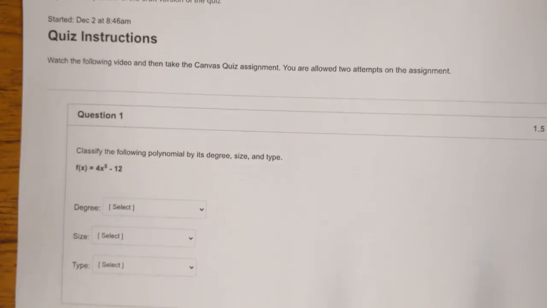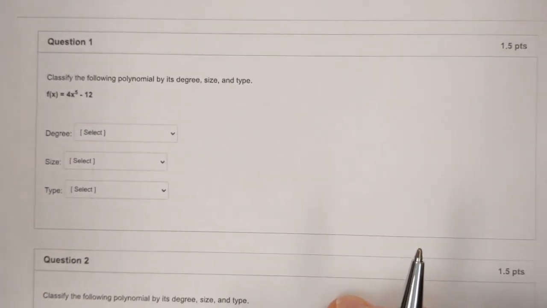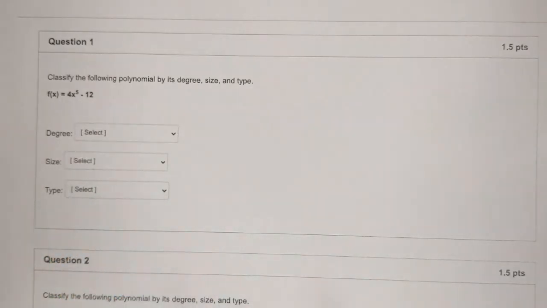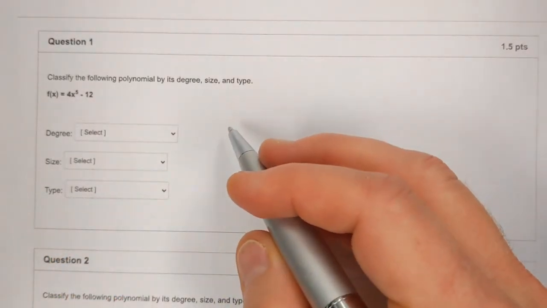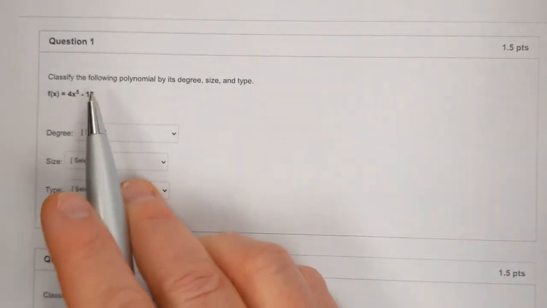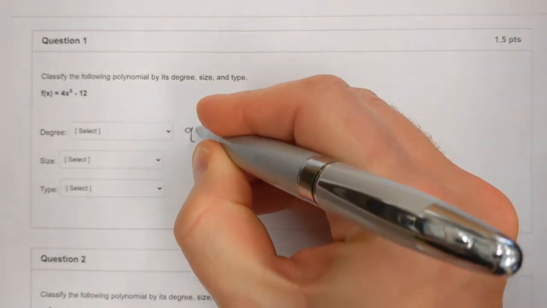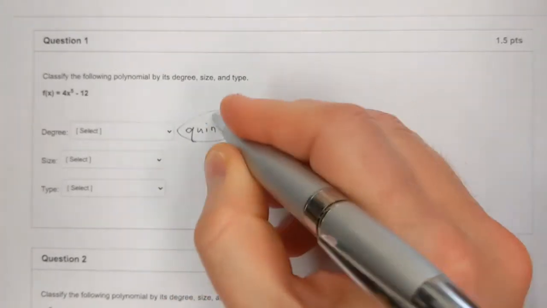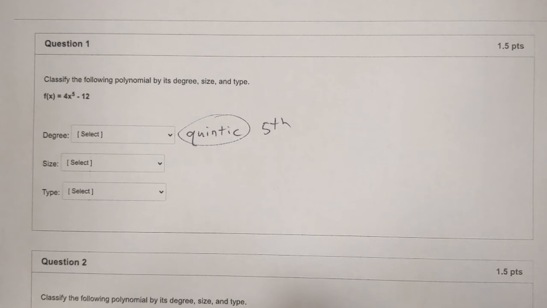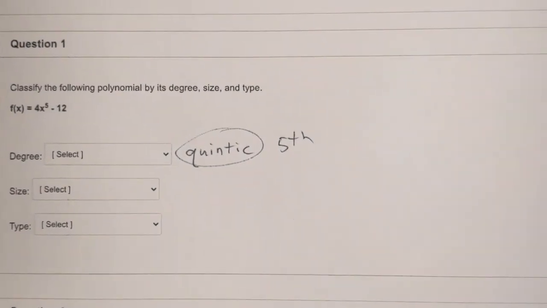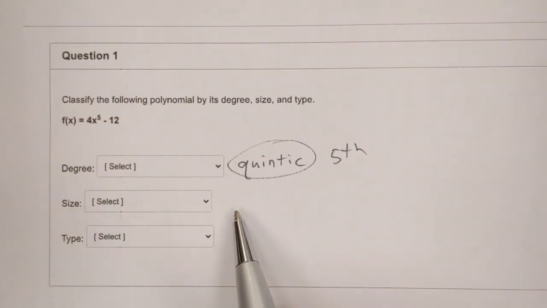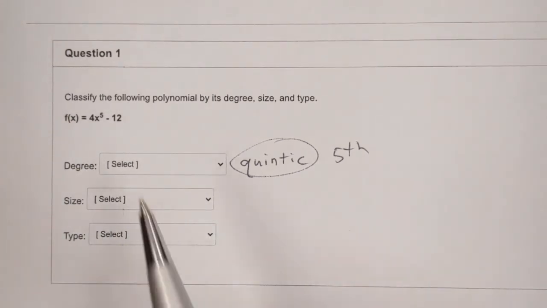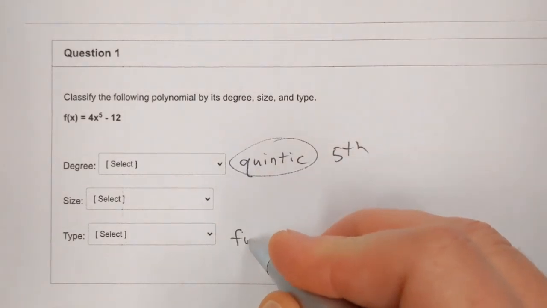So here is your assignment, name polynomials. Question 1, identify the following polynomial by its degree, size, and type. Okay, well the degree, this has an x to the 5th in it, so that's called quintic. You can also call it 5th degree, but I believe here it's called quintic. It gives the specific name. All right, the size. So when you look at size, let's do type first. The type is that this is a function. It has the f of x.